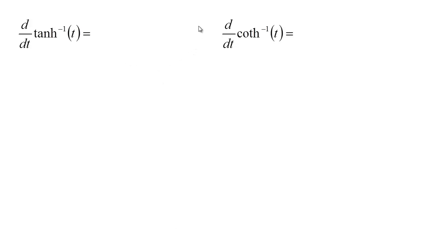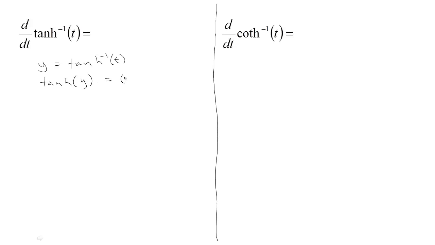Now that we know the derivatives of the hyperbolic trig functions, we could ask about derivatives of their inverses. The way we're going to do this is just like the way we did it for other inverses. Let's say y is the thing we want to find the derivative of. In this case, y is the inverse hyperbolic tangent. Then the hyperbolic tangent of y is t.